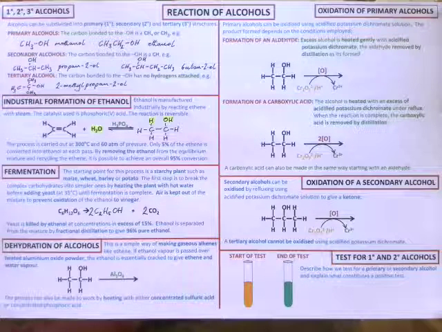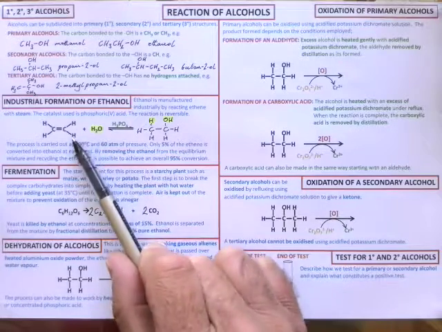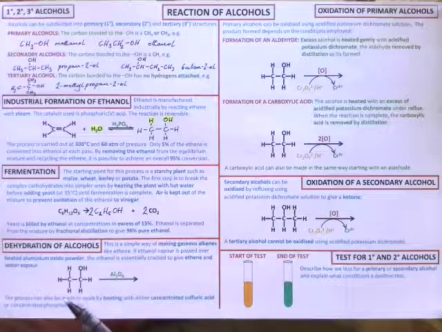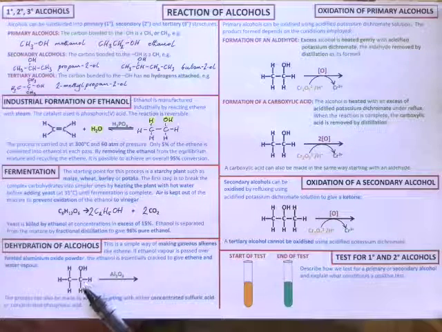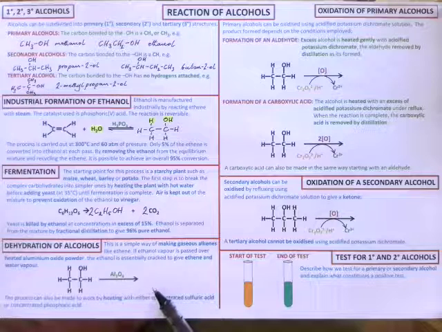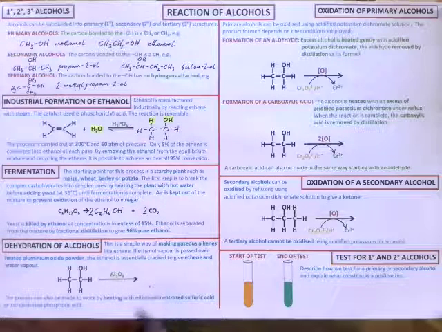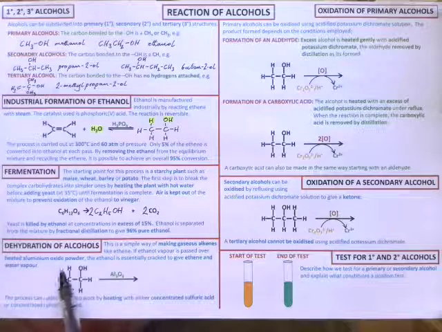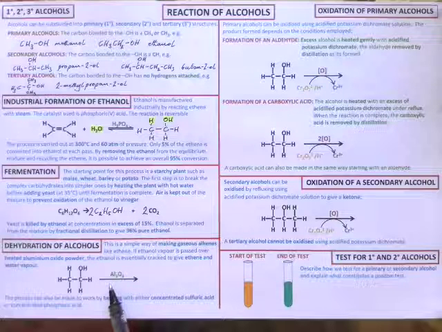Okay, so effectively this reaction here then is essentially the reverse of this one. Okay, so this is a way of going from an alcohol to an alkene. So it's a simple way of making gaseous alkenes like ethene. So if ethanol vapor is passed over heated aluminium oxide powder, the ethanol is essentially cracked to give ethene.